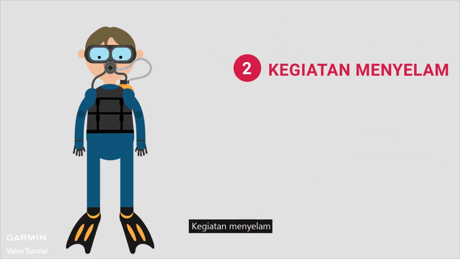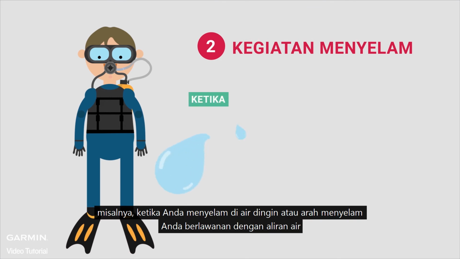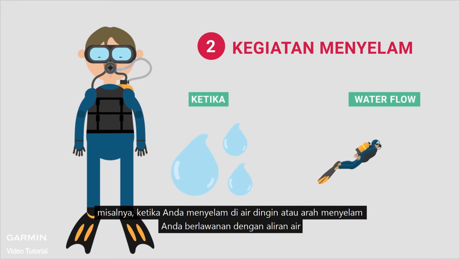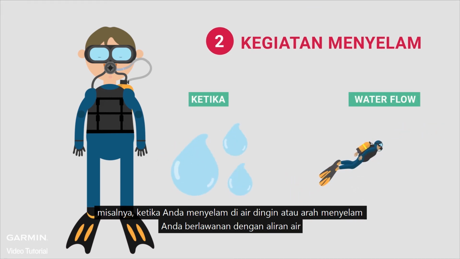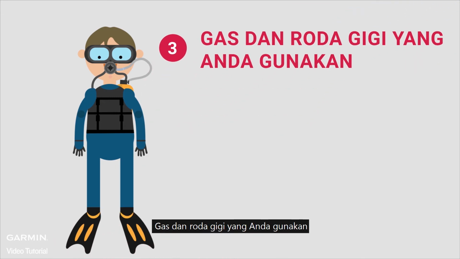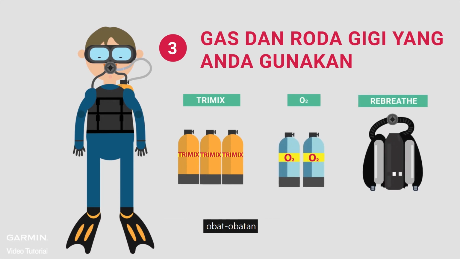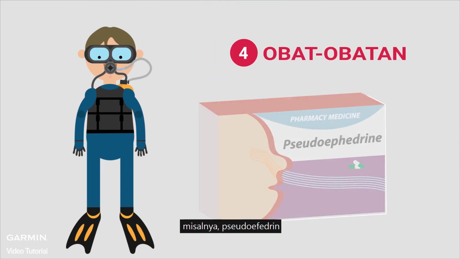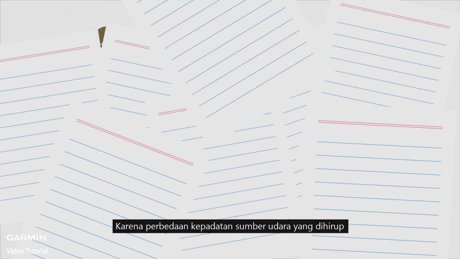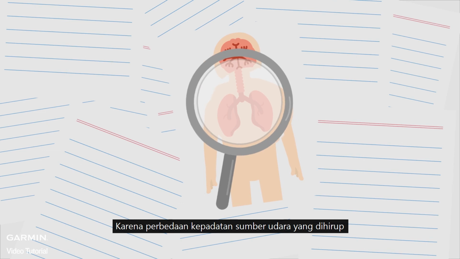Number 2. Diving activities. For example, when you dive in cold water or your diving direction is against the water flow. Number 3. The gases and gears you use. For example, trimix, O2, rebreather. Number 4. Drugs. For example, pseudoephedrine. According to early research, you have to always be aware of your body reaction and your feeling when inhaling.